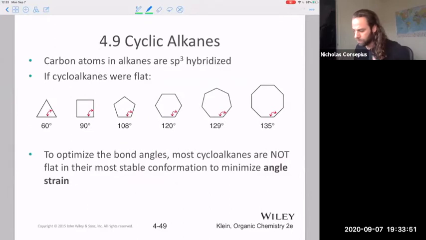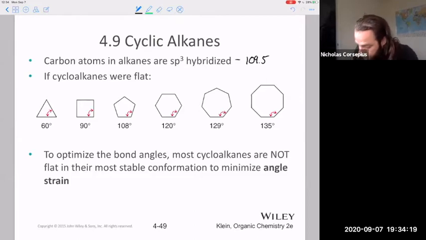So first of all, one of the things to remember is, of course, carbon likes to be sp3 hybridized in an alkane or a cyclic alkane, right? No pi bonds. That means that it's going to want a bond angle of 109.5, right? So when we think of all these cyclic structures, of course, when we draw them on paper, they're all in 2D. But let's look at what would happen if indeed they took on a 2D conformation.